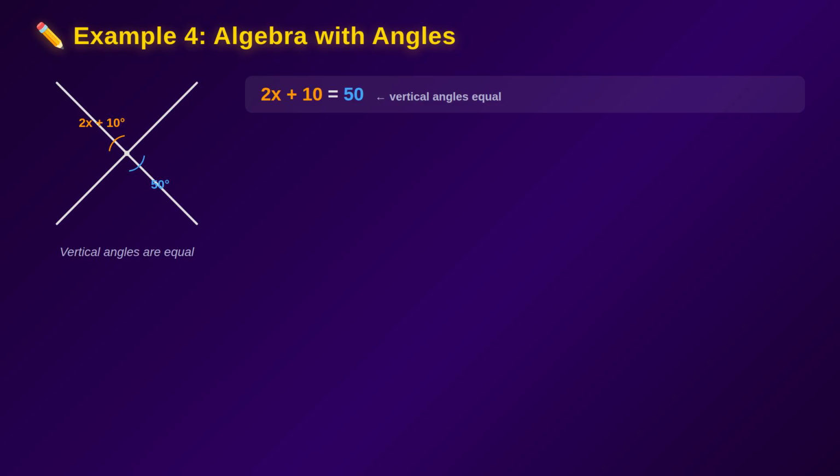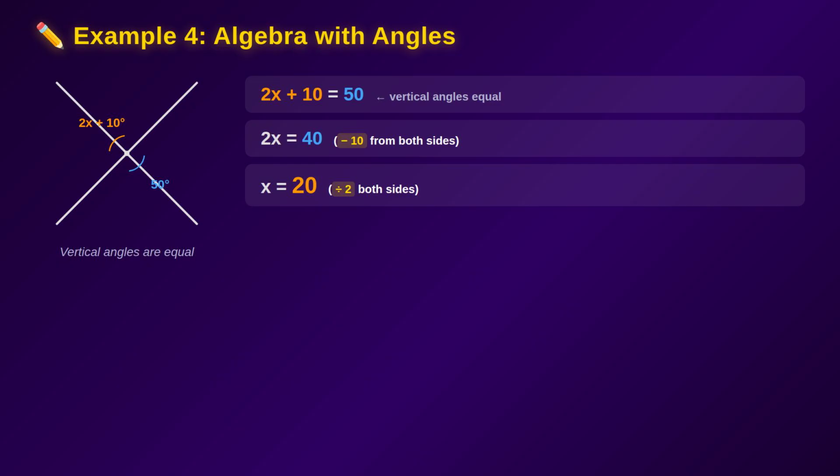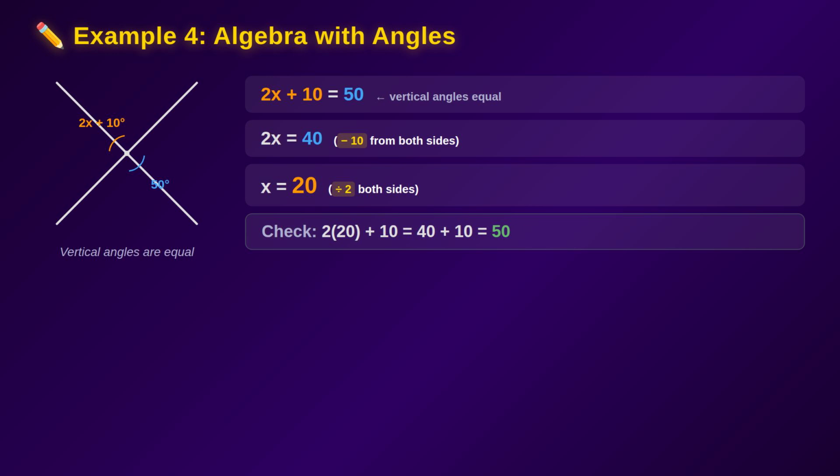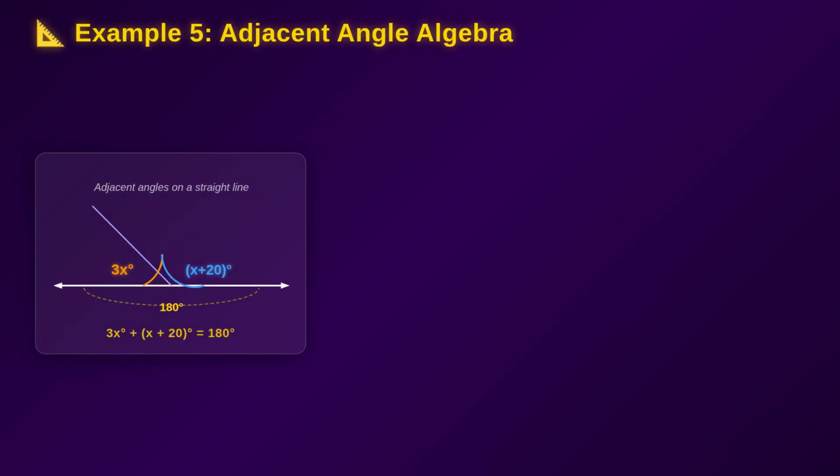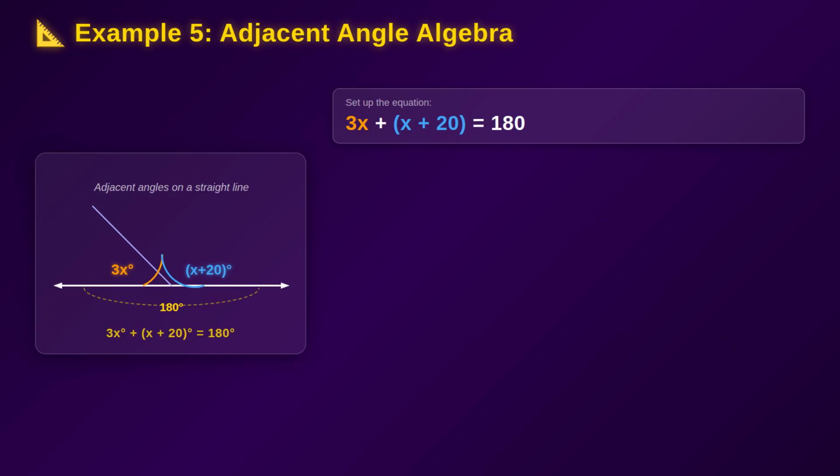Marcus's teacher throws a curveball, an algebra angle problem. Two lines cross, and one angle is labeled 2x plus 10 degrees, and its vertical angle is labeled 50 degrees. Since vertical angles are equal, we can write 2x plus 10 equals 50. Now solve for x. Subtract 10 from both sides, 2x equals 40. Divide both sides by 2, x equals 20. Let's check. 2 times 20 plus 10 equals 40 plus 10, which equals 50. That matches the vertical angle. We're right. Marcus pumps his fist. Algebra plus geometry equals awesome.